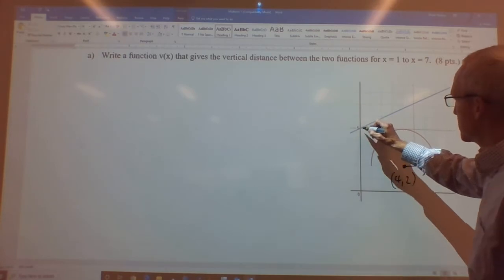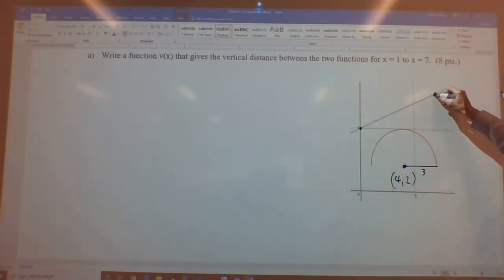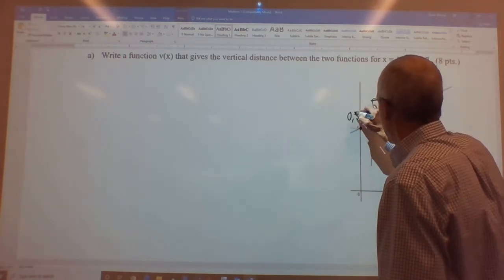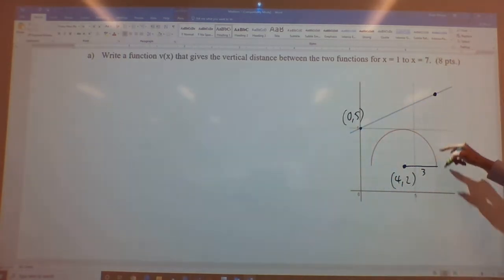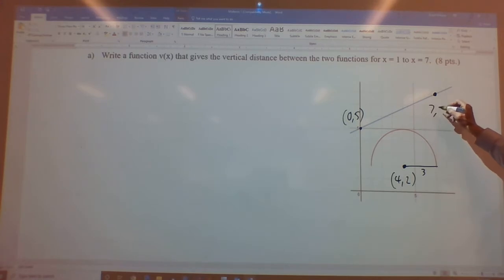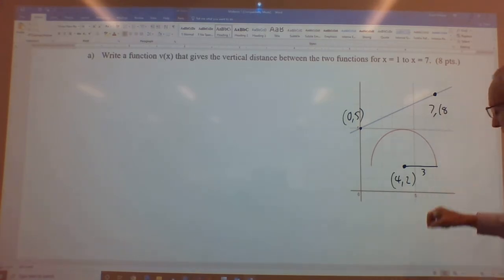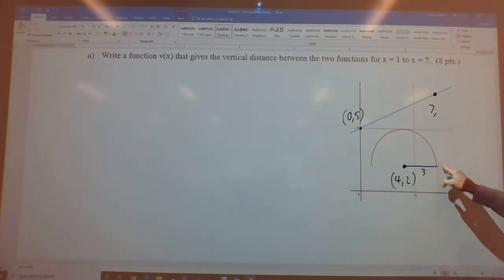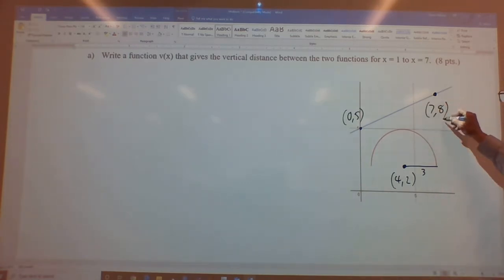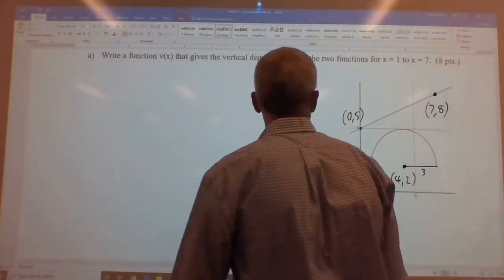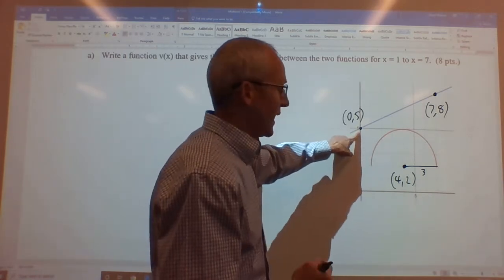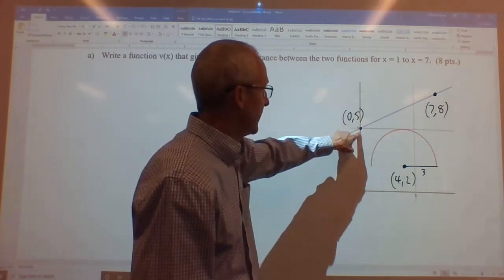And this line goes through this point and this point. It's pretty clear, plus I set it up there. So this point is 0, 5, and this point is 7, x is 7, and y is 8. I think that's right, x is 7. Yep, 7, 8. So first we get the line and subtract the semicircle. All we got to do is write the equation for the line, the equation for the semicircle. So you guys have been doing lines since first grade. A lot of people got the line wrong, unfortunately.